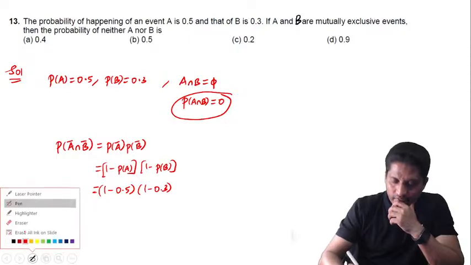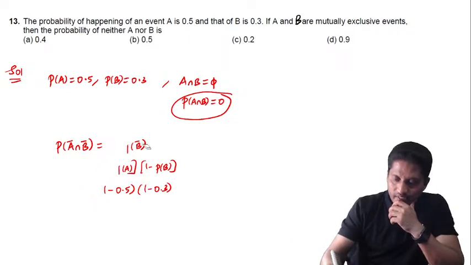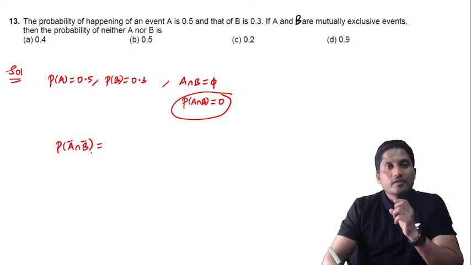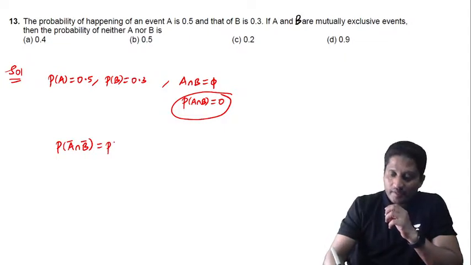Sorry, they are not independent, right? P of A bar intersection B bar, it's not mentioned that it is independent. It says mutually exclusive. So I can write P of A bar intersection B bar as A union B whole bar, right? That is 1 minus P of A union B.